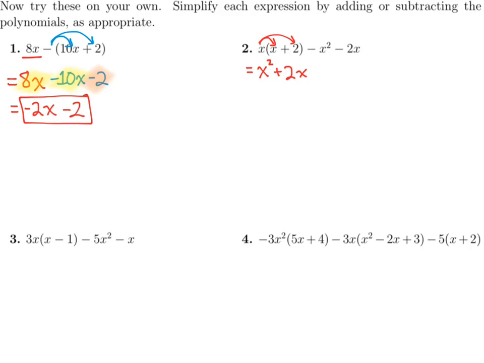Okay, here you have that x distributing in the first bit, so it makes x squared plus 2x. And then you have negative x squared minus 2x just hanging out at the end. Combining like terms makes 0x squared and 0x. But if you want to look good with your answer, you just write 0.